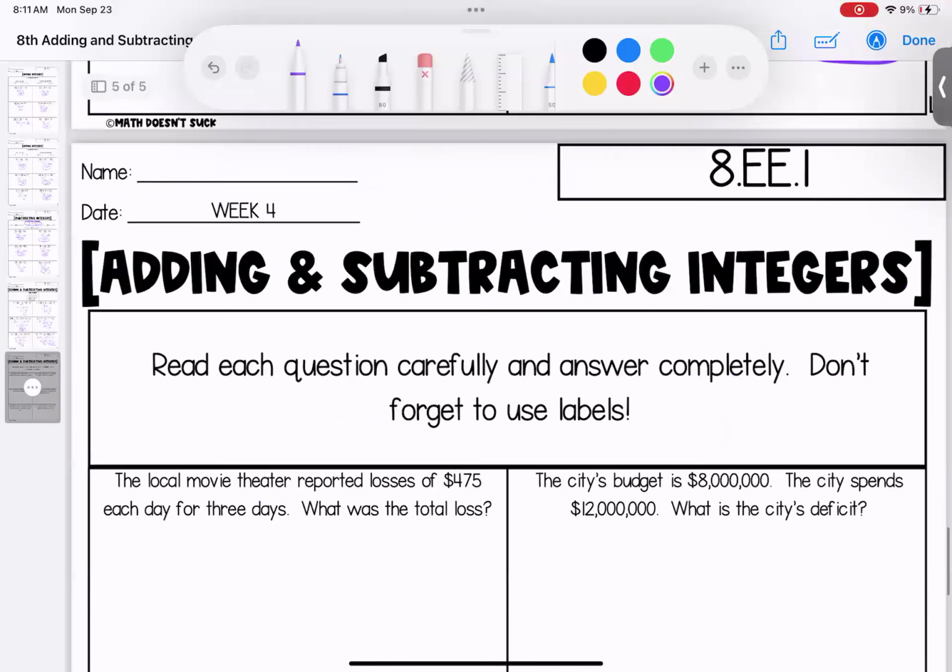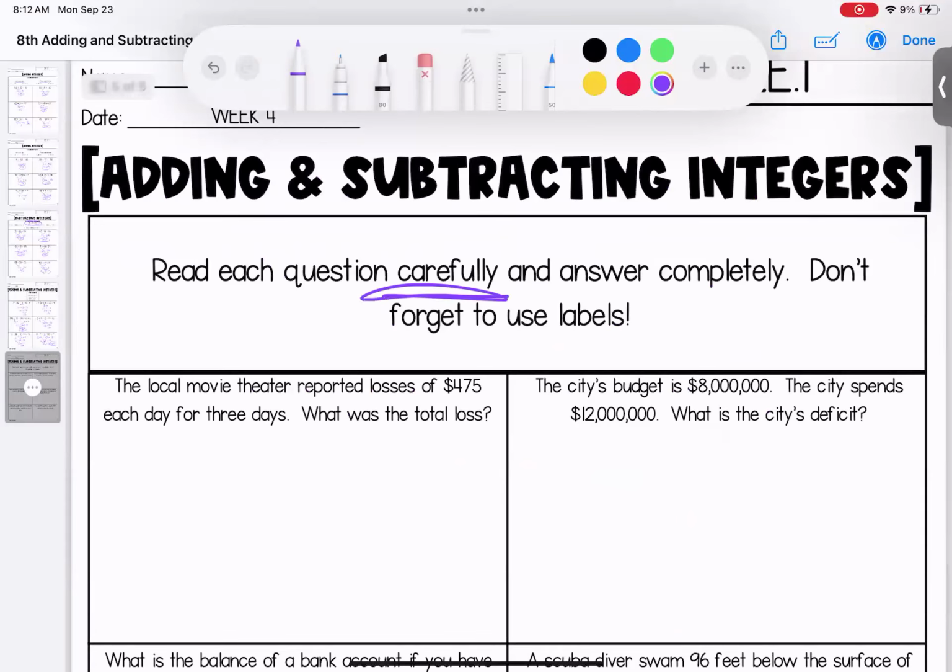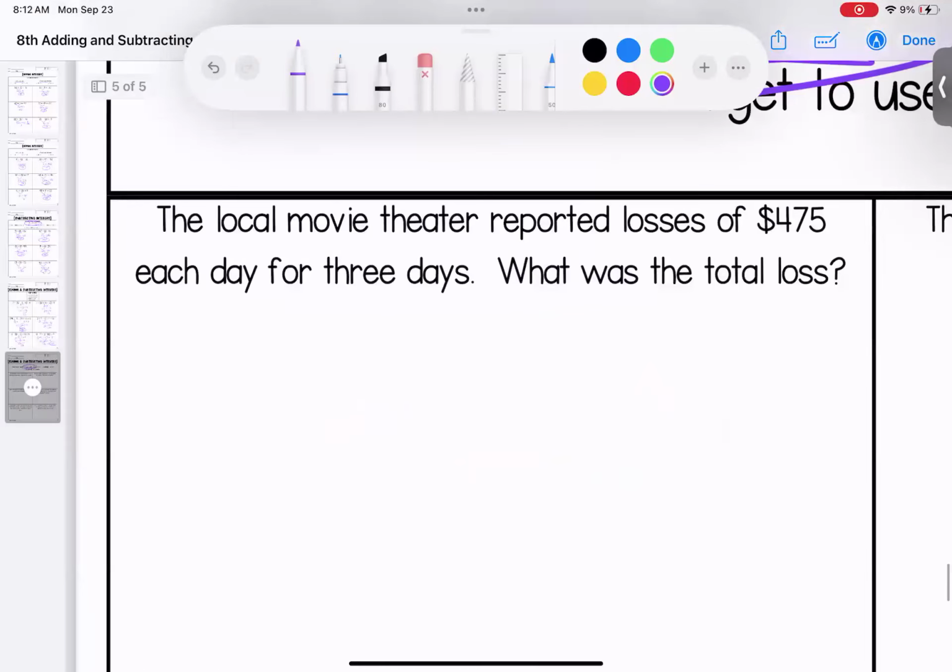And then our last page is looking at some word problems. I told you to read them carefully and answer completely. Don't forget to use labels. So this one said the local movie theater reported losses of $475 each day for 3 days. What was the total loss?